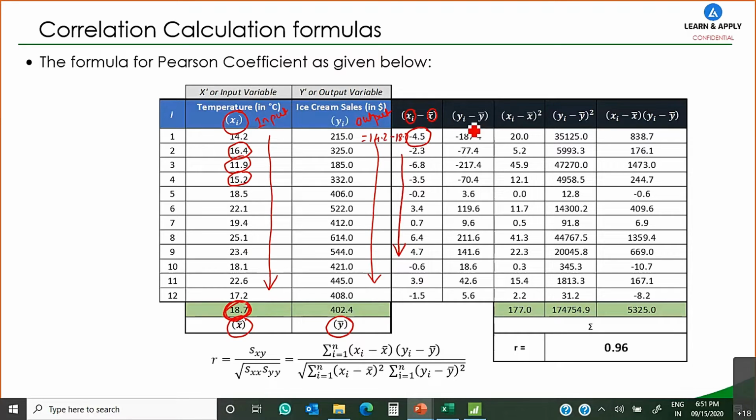Similarly, we have to do yi minus y bar. So instead of xi minus x bar, we are going to calculate yi minus y bar. What is yi here? Yi is nothing but the individual values of y. And what is y bar? Y bar is the total average of the y values we have taken at the bottom. So every individual value in this column will be 215 minus 402. Next will be 325 minus 402. Similarly, we have to calculate this yi minus y bar.